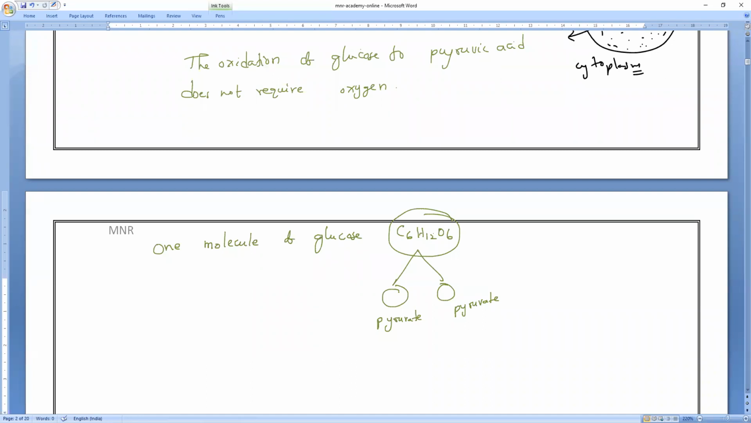So what will happen? One molecule of glucose on glycolysis, what is the name of the process? Glycolysis only. Yes or no? Glycolysis produces two molecules of pyruvic acid. Are you clear, everybody? Hasini, Ramya, any doubt you can ask me.